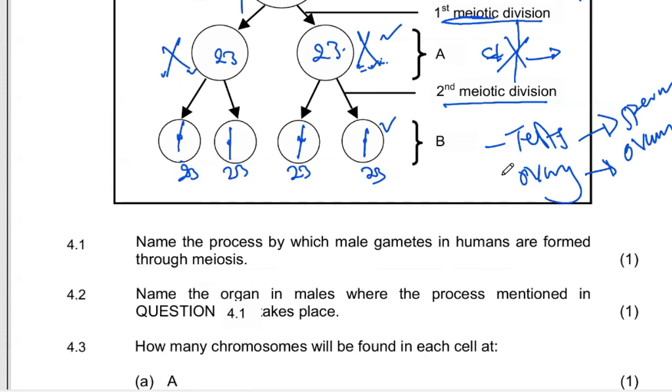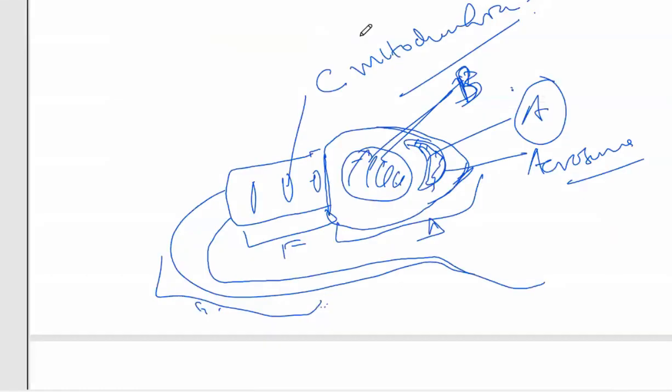Name the process by which male gametes in humans are formed through meiosis. How do you call that process, when the male gametes are being formed? But now they are specific to a male. Spermatogenesis. Remember, you have what is called gametogenesis.